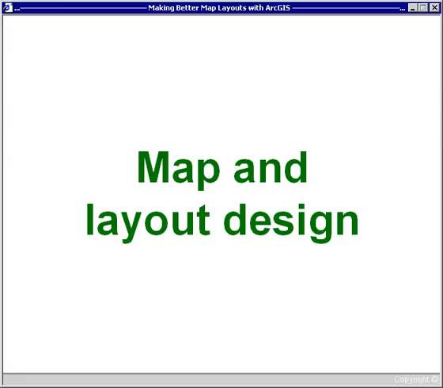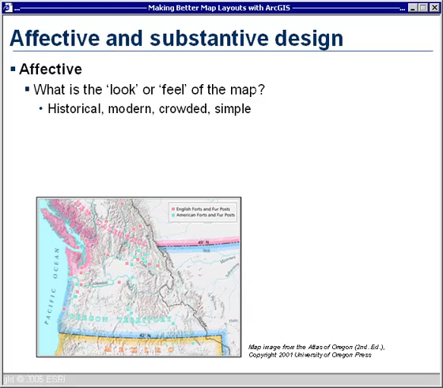Two key concepts in cartography and map and layout design are the effective and substantive design of your map or your layout. The effective design relates to the map document as a whole. You might consider this the more artistic set of decisions that you need to make. What is the look or feel of this map? And some examples are shown here.